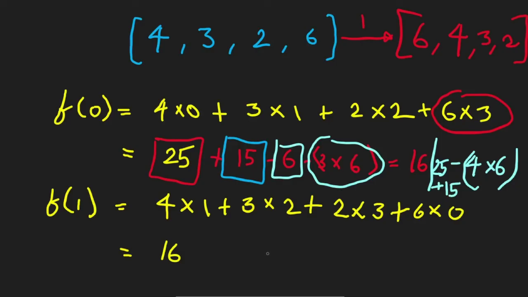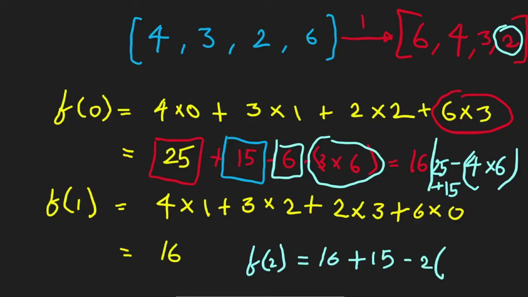So for f of 2, we can say the previous function, that is f of 1, which is 16, plus 15, the last term which is 2, so minus 2 times the length of the array, that is 4, like we use here, and we will get 31 minus 8, that is 23, and you can verify that. So now we have noticed the pattern here.